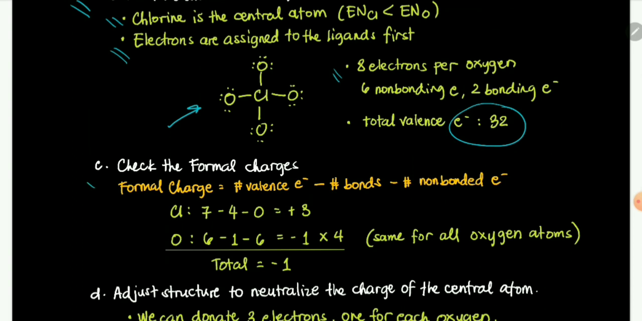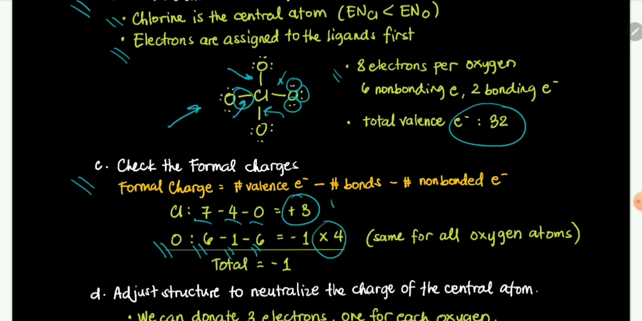So next, check natin yung formal charge. So the formal charge for chlorine is 7 valence electrons minus 4 bonds, 1, 2, 3, 4. Okay? Minus the number of non-bonded electrons. So wala tayong lone pairs sa chlorine. So that's 0. So yung chlorine ay mayroong formal charge na positive 3. So for oxygens, 6 minus 1 minus 6. So yung 6 natin ay valence electrons, 1 bond per oxygen, tapos 6 non-bonding electrons. So meron tayong 3 lone pairs dyan. So meron tayong negative 1. So times 4, that's negative 4. So plus 3 minus 4, ang total niya ay negative 1.